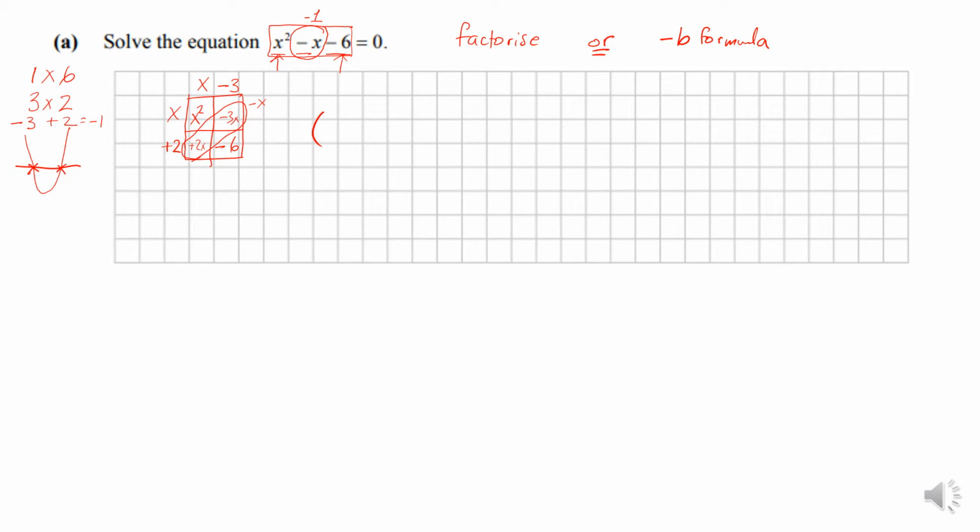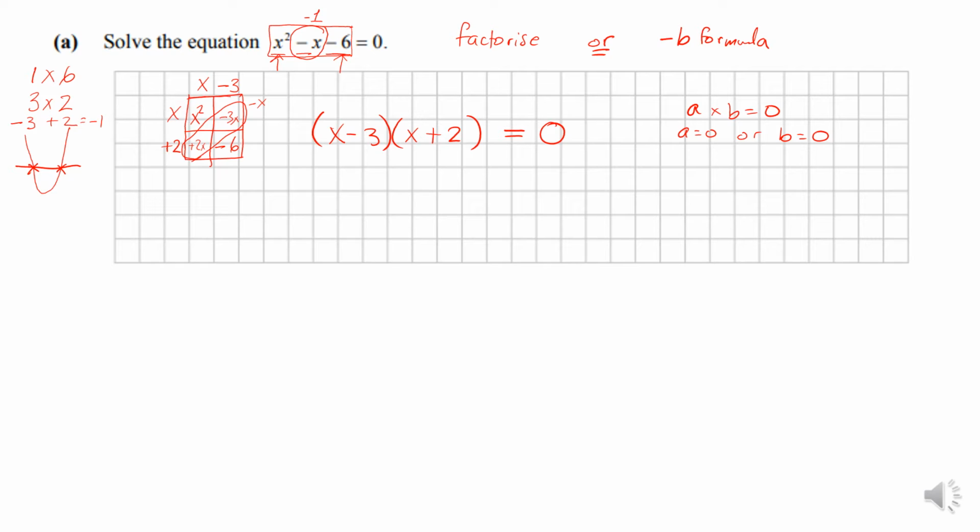So one factor, seen here along the top of the table, is x minus 3, and the other factor is x plus 2. When you multiply those two, you get back our x squared minus x minus 6. So we're saying that the 2 factors equal 0. Logic tells me if a times b equals 0, then either a equals 0 or b equals 0. So that's the next step in solving.